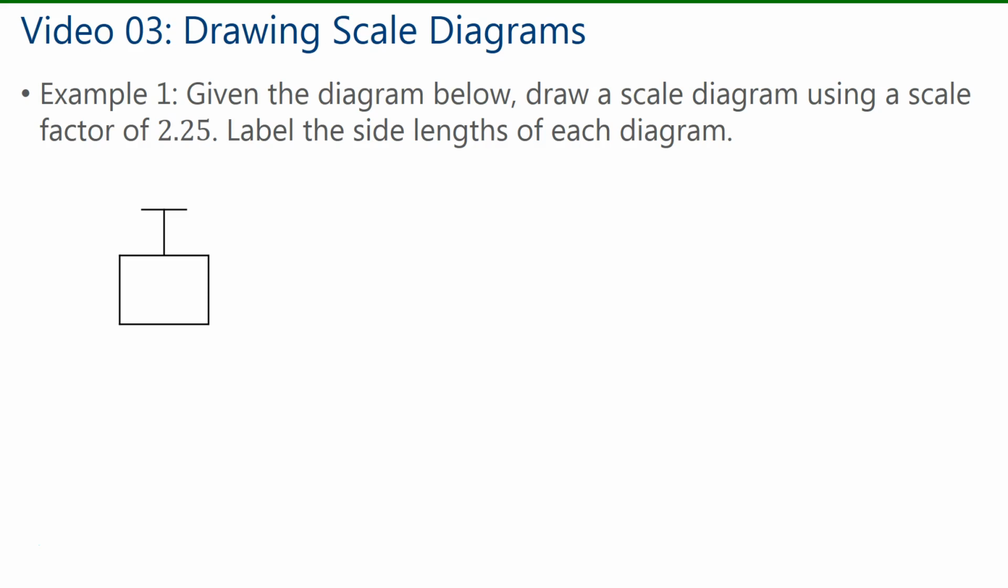Example 1 says, given the diagram below, draw a scale diagram using a scale factor of 2.25. Then we have to label the side lengths of each diagram. Now, since our scale factor is bigger than 1, we have an enlargement.